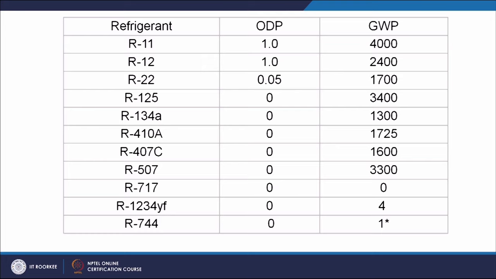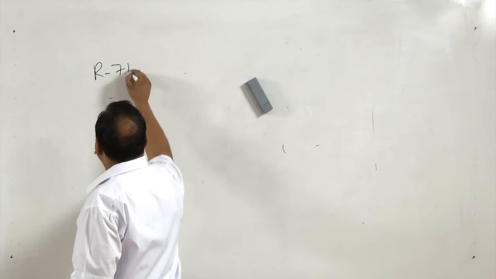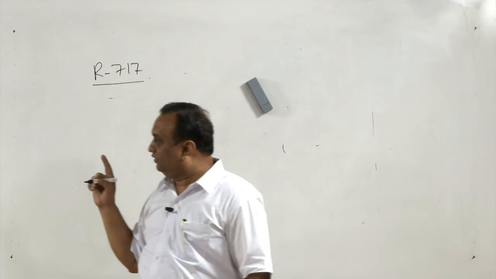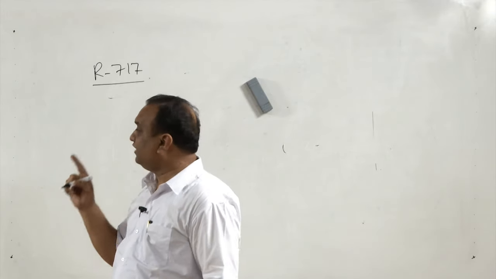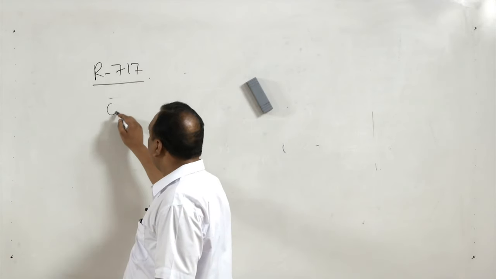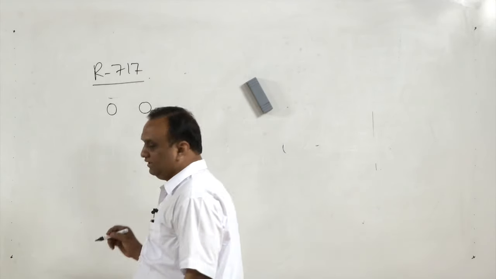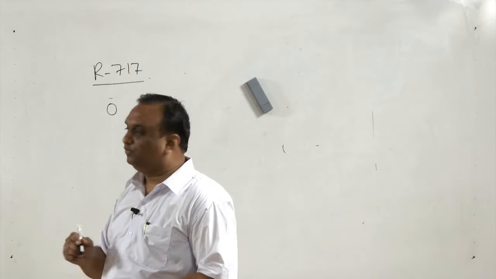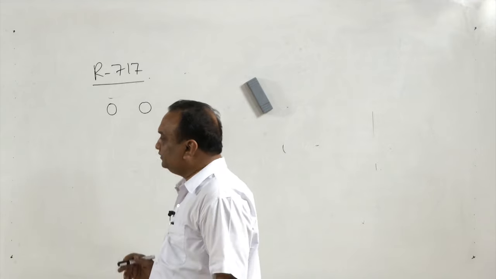The best refrigerant, you can see, is ammonia, R717. If we look at this refrigerant, it is absolutely environment friendly. It has zero ozone depletion potential and zero global warming potential. Toxicity is high in ammonia, and that goes against the use of ammonia in many applications.